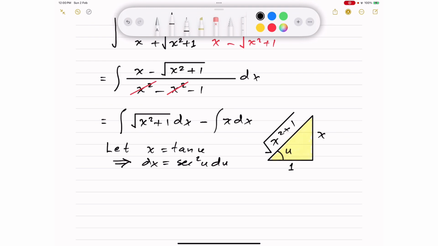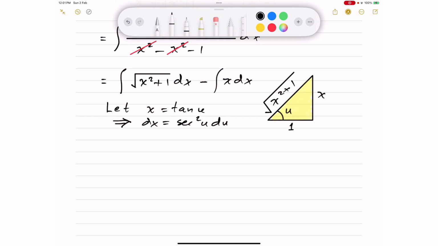Now the integral would become what exactly? Now the square root would become what? It would become 1 plus tangent squared, and that's going to be secant squared. Under the square root is going to be secant of u. And dx is nothing but secant squared of u du, so that's going to make it secant cube of u du. And of course, the second integral, as we said, it's pretty much straightforward, so it's going to be x squared divided by 2, and then the integration constant c.